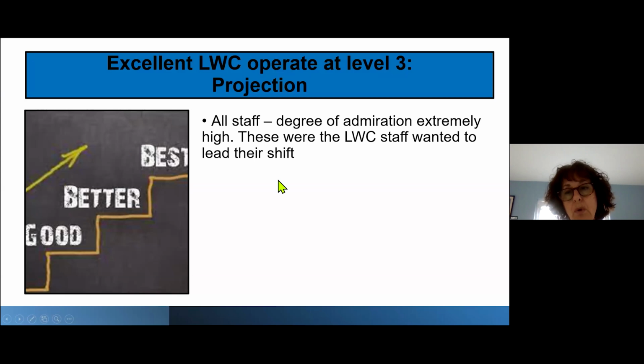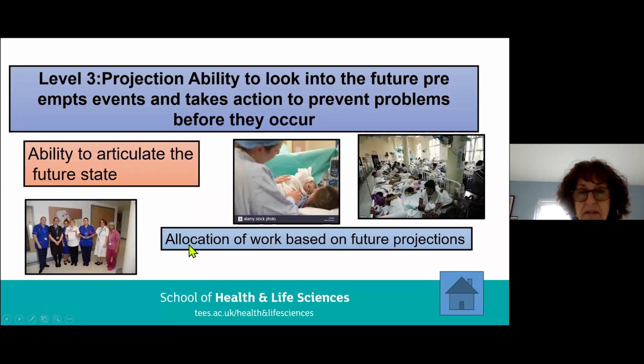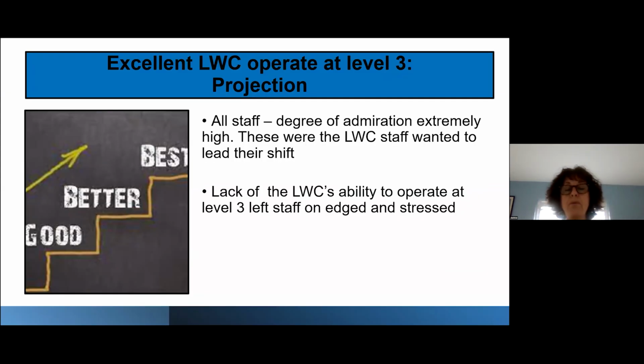Now, the excellent coordinators were the ones who operated at level 3. These coordinators had the ability to project into the future. So that meant that, for example, they understood that everything was okay right now, but in 2 hours' time, they may have 3 women who are likely to have a caesarean section for failure to progress, and they only had 1 theatre, so they had to make decisions based on forward projection. This gave staff a huge amount of confidence that they were forward projecting and predicting to prevent accidents happening.